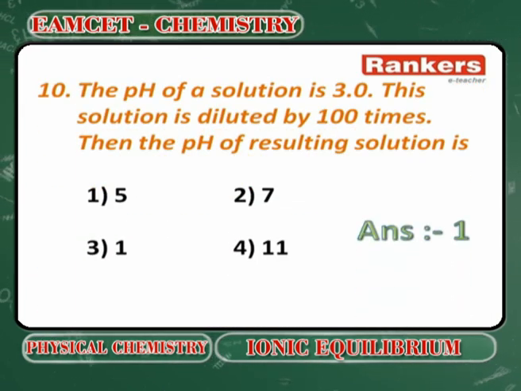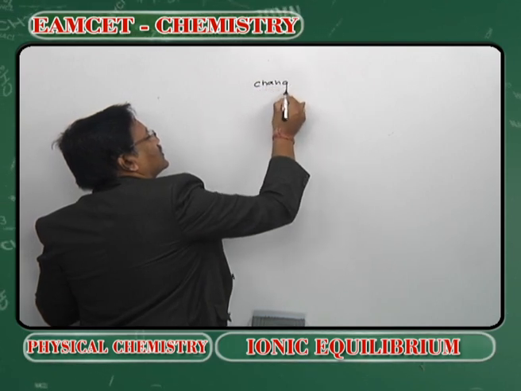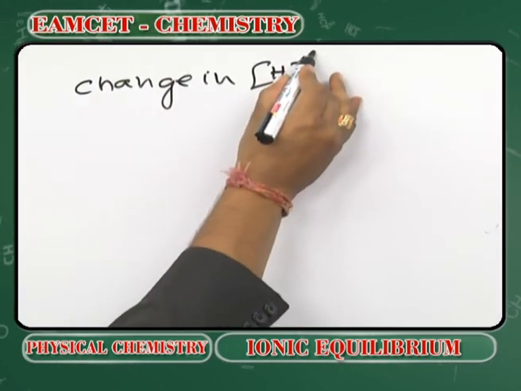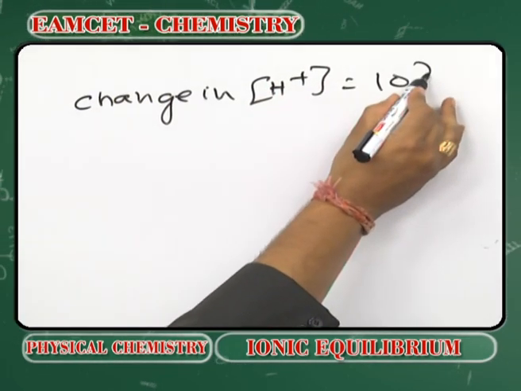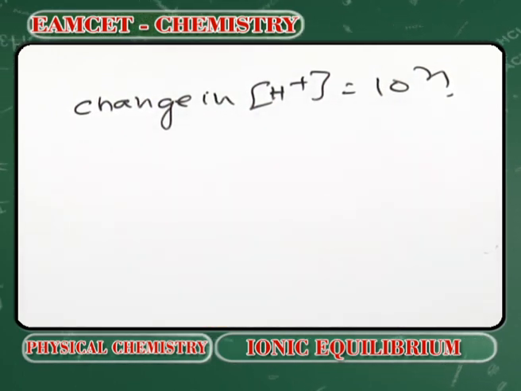The pH of a solution is 3. This solution is diluted by 100 times. Then what is the pH of the resulting solution? Diluted by 100 times means what is the change in H plus ion concentration? Change in H plus ion concentration is equal to 10 to the power of n. What is n? Initial pH minus final pH.